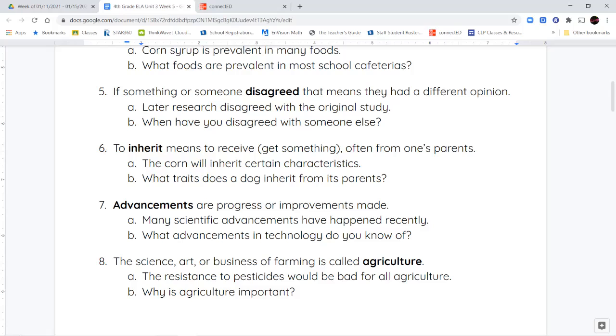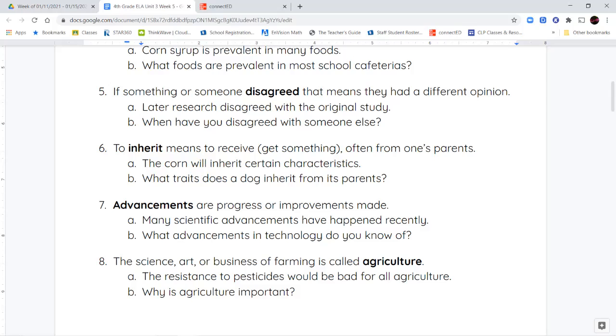Now, the next word is the word inherit. When you inherit something, that means you're receiving it or you're getting it, usually from your parents. So you inherit certain characteristics from your parents. You might have the same eye color as your mom, the same curly hair as your dad. You might have the same looking features, the same nose shape, or your hands look similar to one of your parents. These are traits that you inherit or you get from your parents.